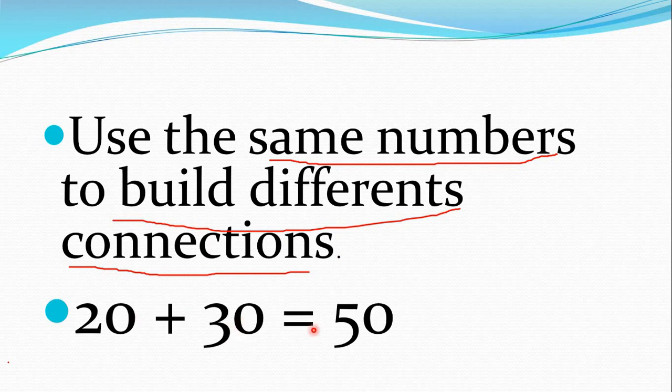20 plus 30 is equal to how many? 50. 20 plus 30 is 50. So here 20 and 30 are used: use the same numbers to build different connections. And again, what am I writing here? Here I am writing 30 plus 20. So what answer is coming here? Same answer.